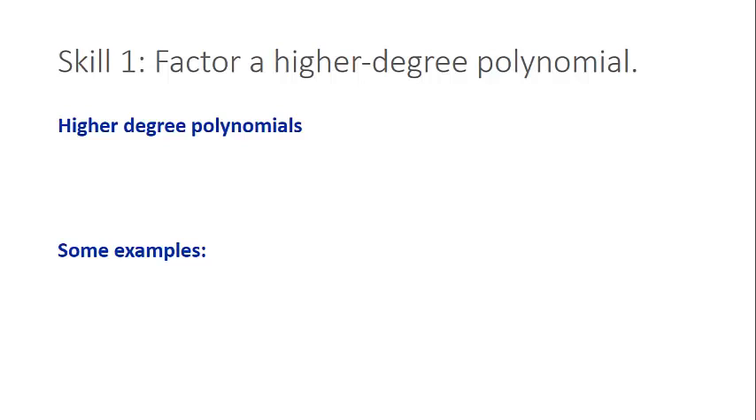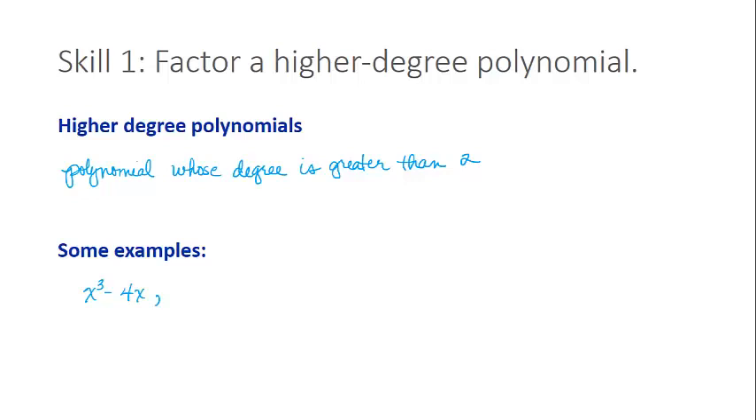A higher degree polynomial is a polynomial whose degree is greater than 2. Some examples would be something like x cubed minus 4x, or x to the 5th plus 3x to the 4th minus 7x plus 1.